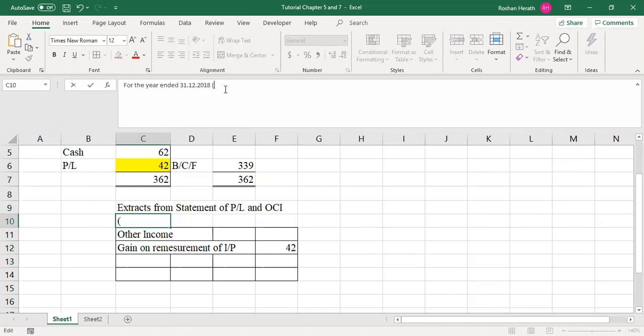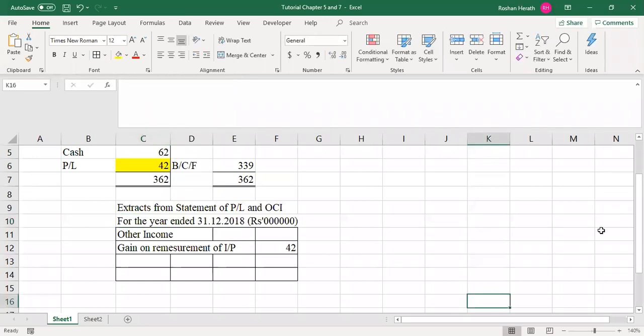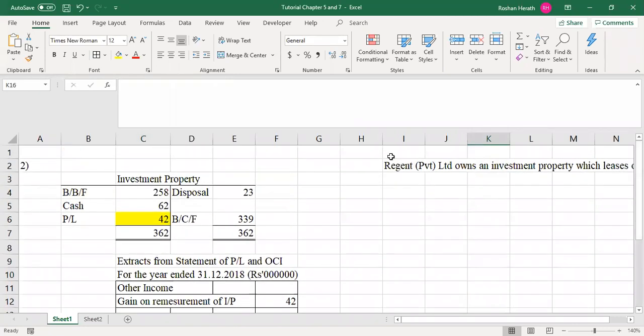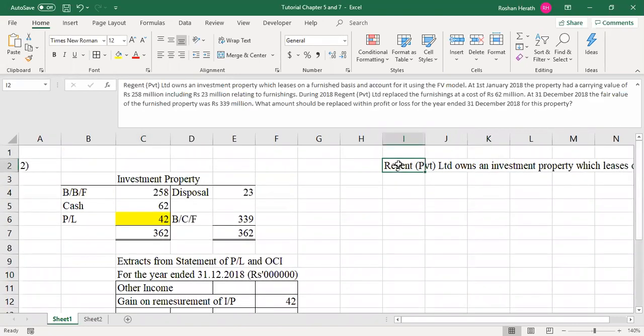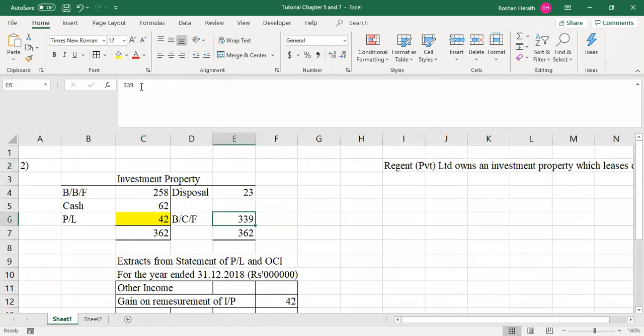Let's say figures in millions. I take figures in millions, 339 million. Otherwise, as usual, you can take them in thousands. So that is how we normally do. Right? So let me take them in thousands.